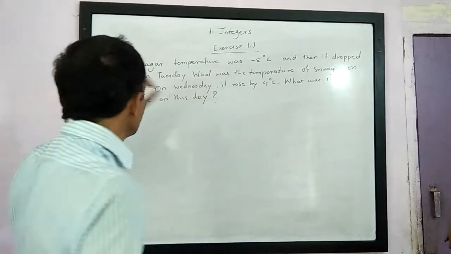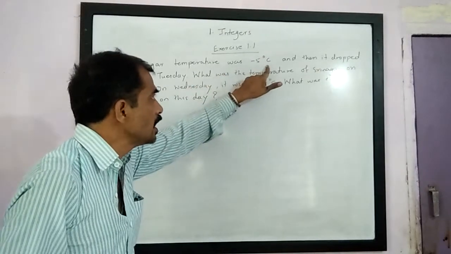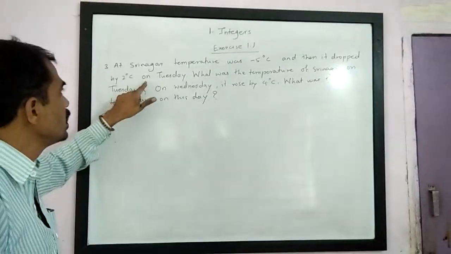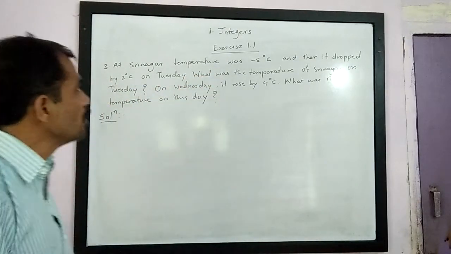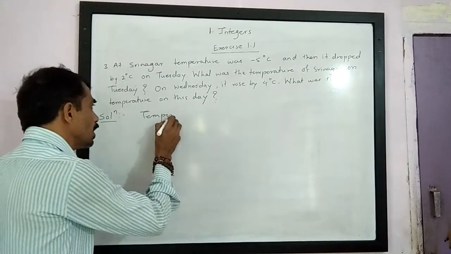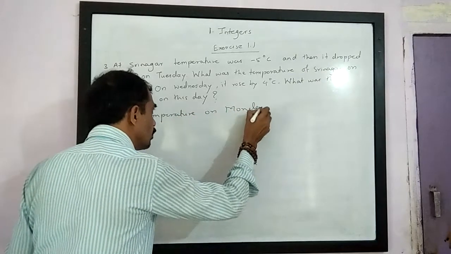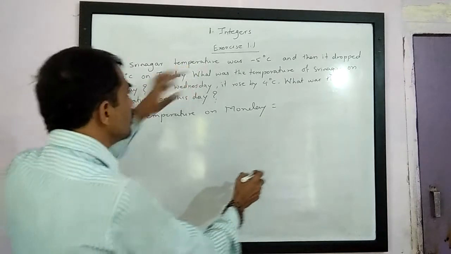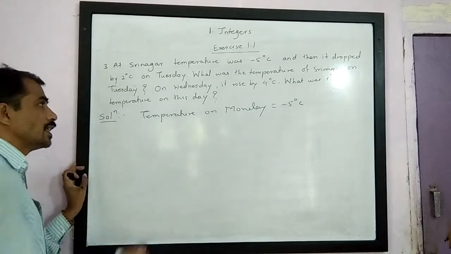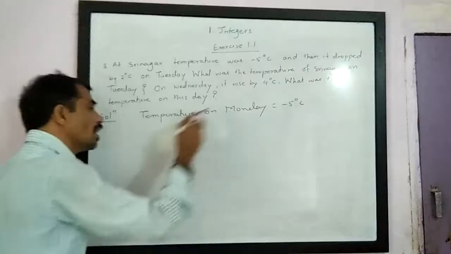In exercise 1.1, third question is, at Srinagar, temperature was 5 degrees Celsius and then it dropped by 2 degrees Celsius on Tuesday. It means temperature on Monday was negative 5 degrees Celsius. Now they say it dropped by 2 degrees Celsius, means it decreased by 2 degrees Celsius. We know if it is decreased, we have to subtract 2.